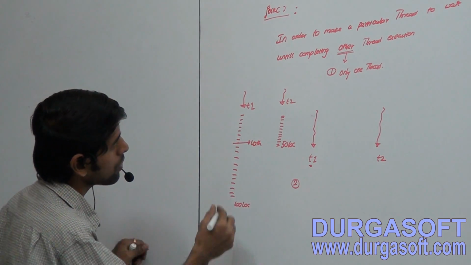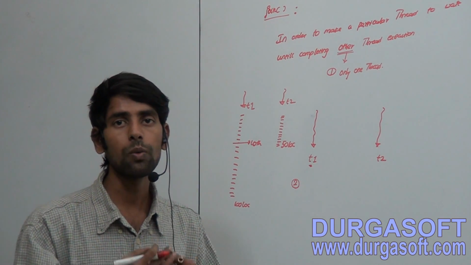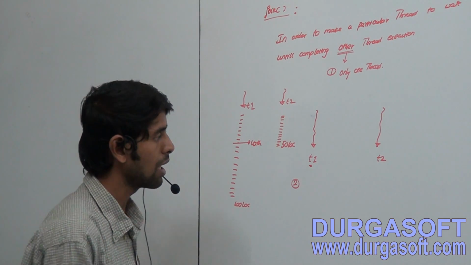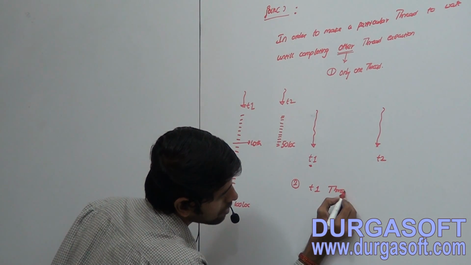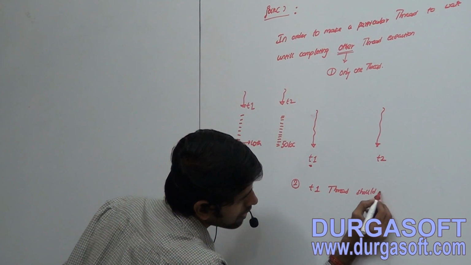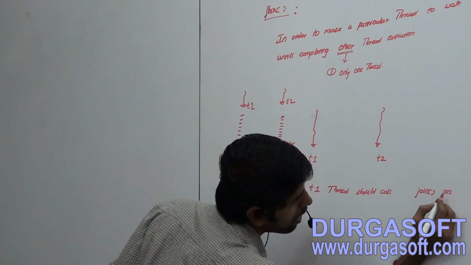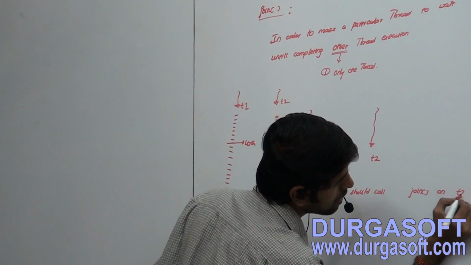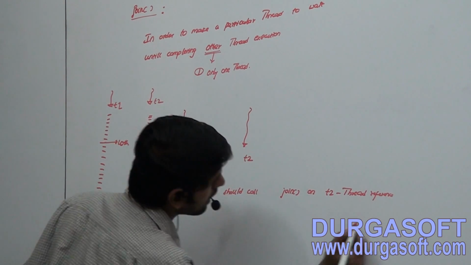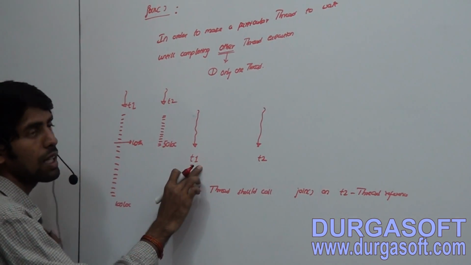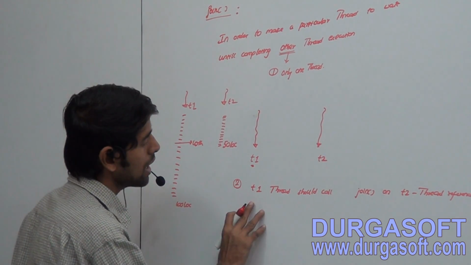The other trick is what? Now T1 has to wait until T2 thread completes. What is the meaning of that? T1 thread should call the join method on the T2 thread reference. Okay, let it be that this thread name is thread 1 and this one thread 2, and let T1 be the reference. To make it clear to you guys, I have put it like that. Understand me.